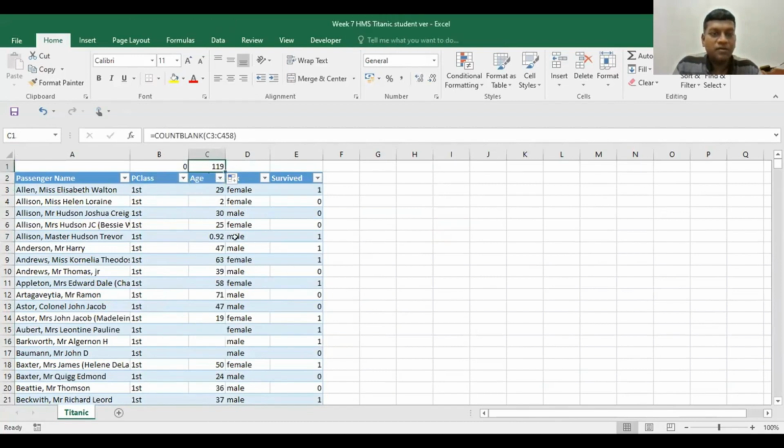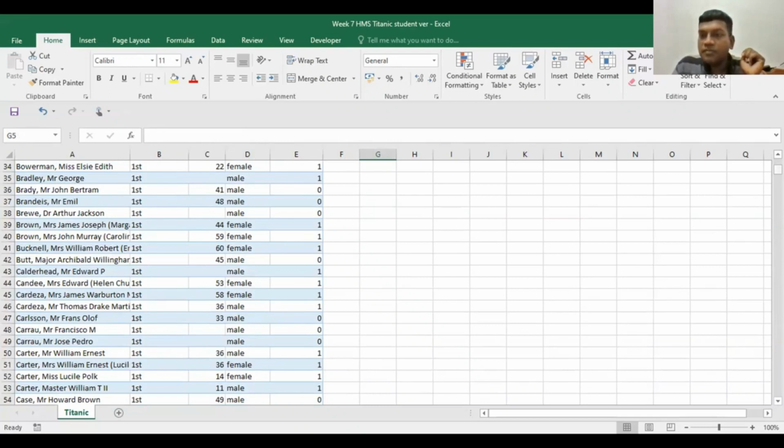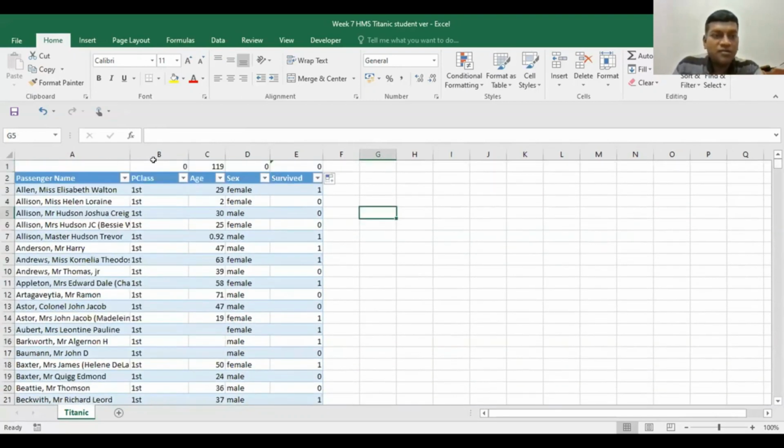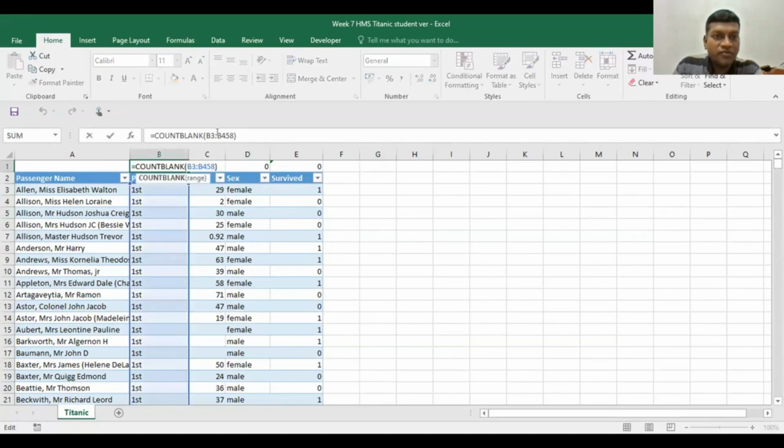Dragging it further. Okay, there is no problem there. So essentially the missing data we have is with respect to age. So not all the ages are marked. The total number of records is 1315. It's supposed to count all the way till 1315, but it's only counting till here. So let me correct that.